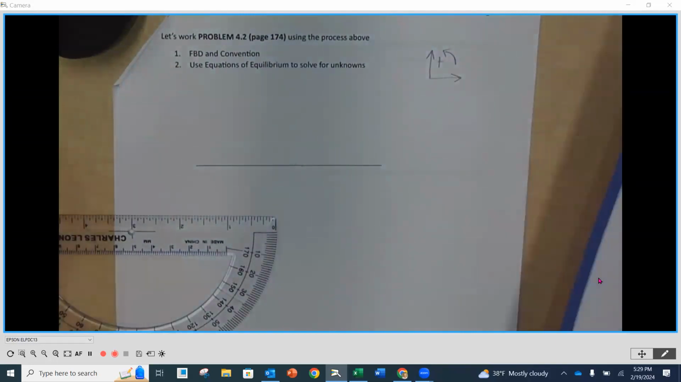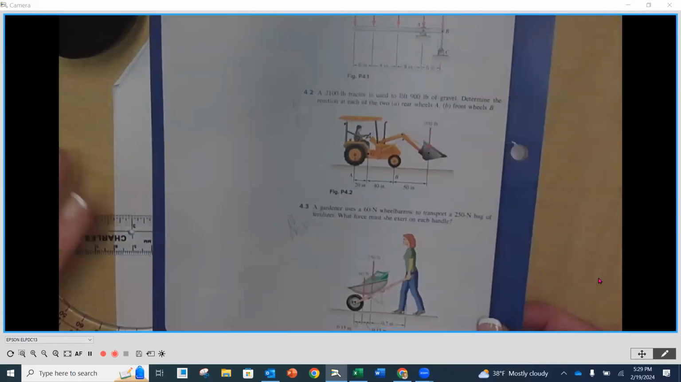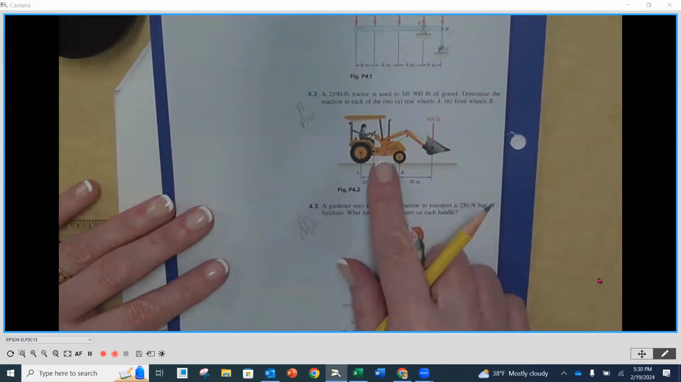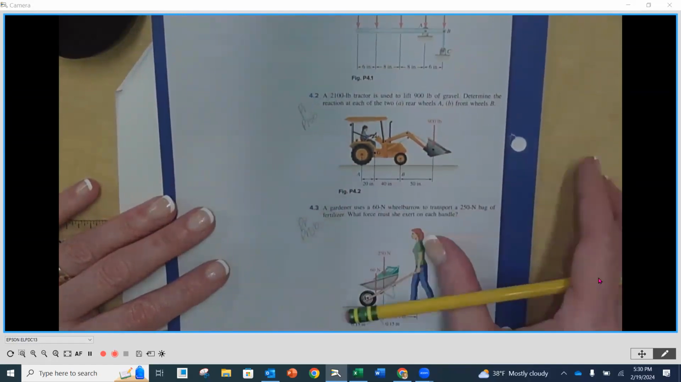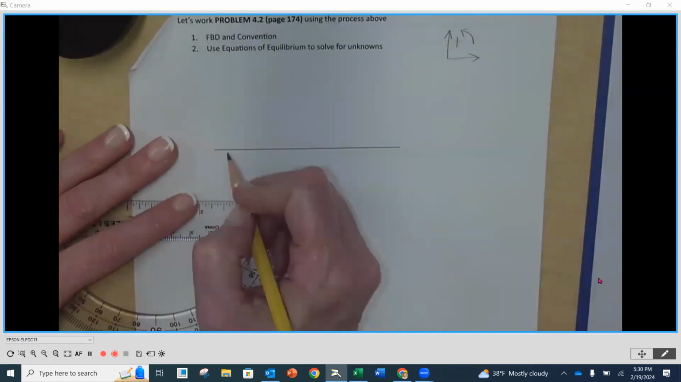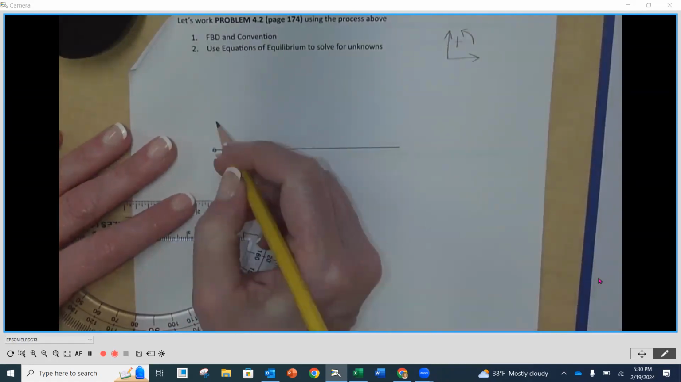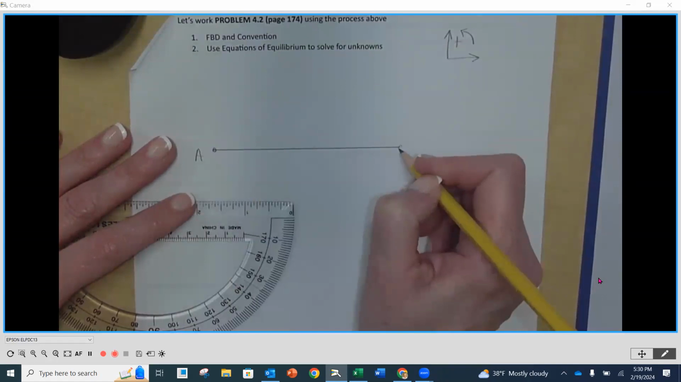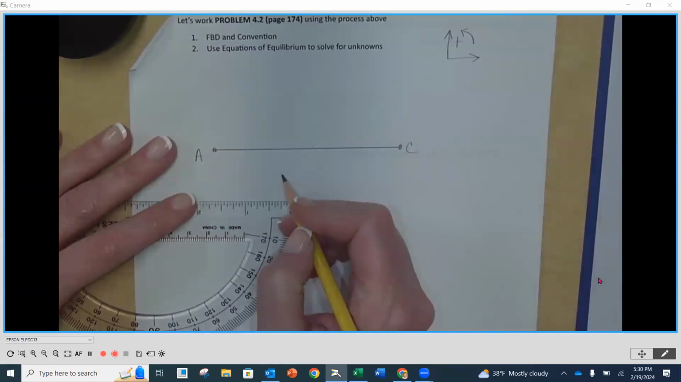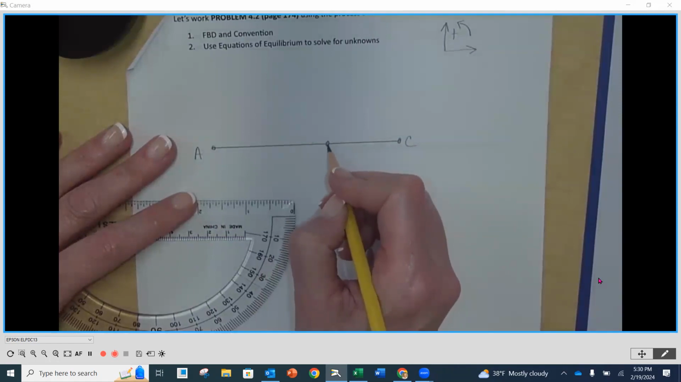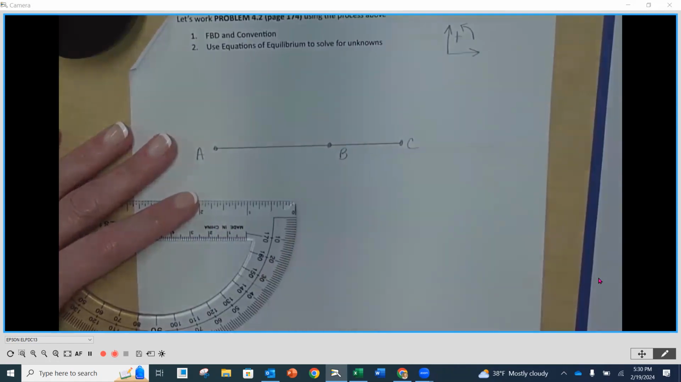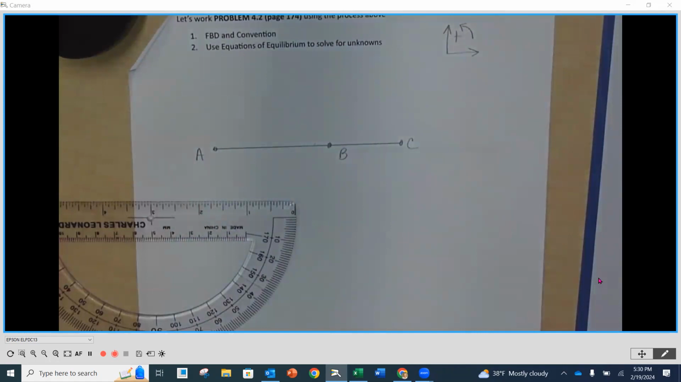As I look at my tractor, I've got A on this end. I've got B, and then I'm going to call C where that 900 pounds is coming down. So one end is going to be A, the other end is going to be C, and then B is a little bit more than halfway. Okay, call that B, just to get started.